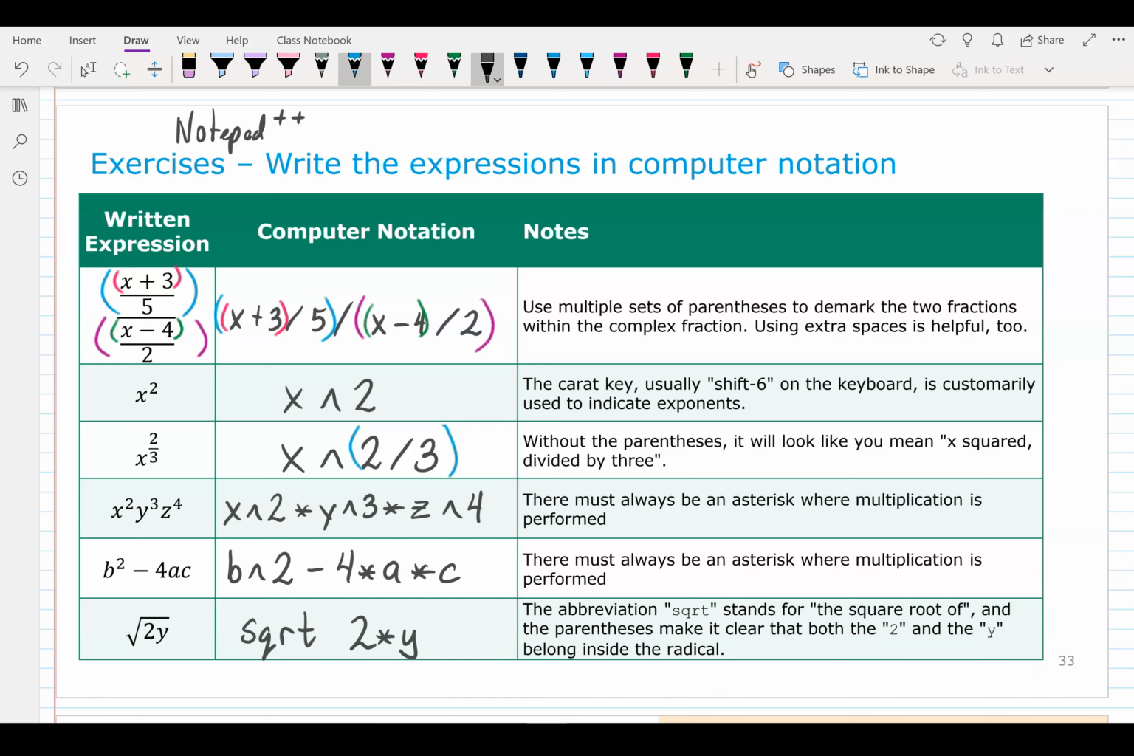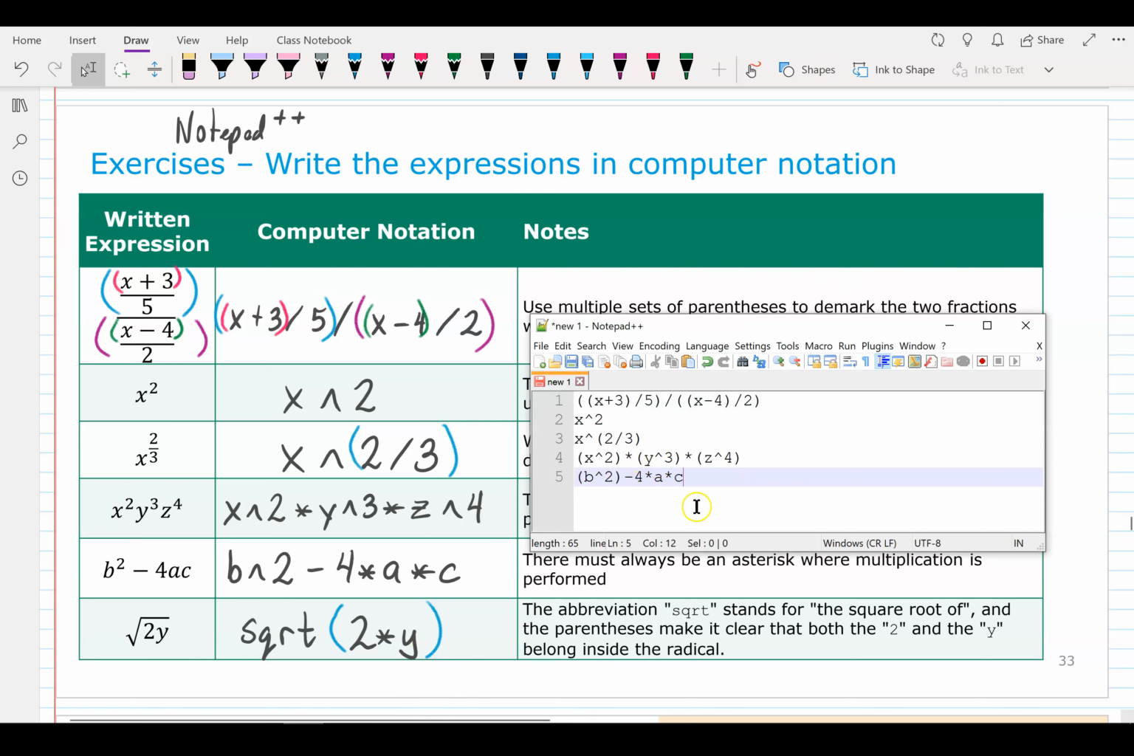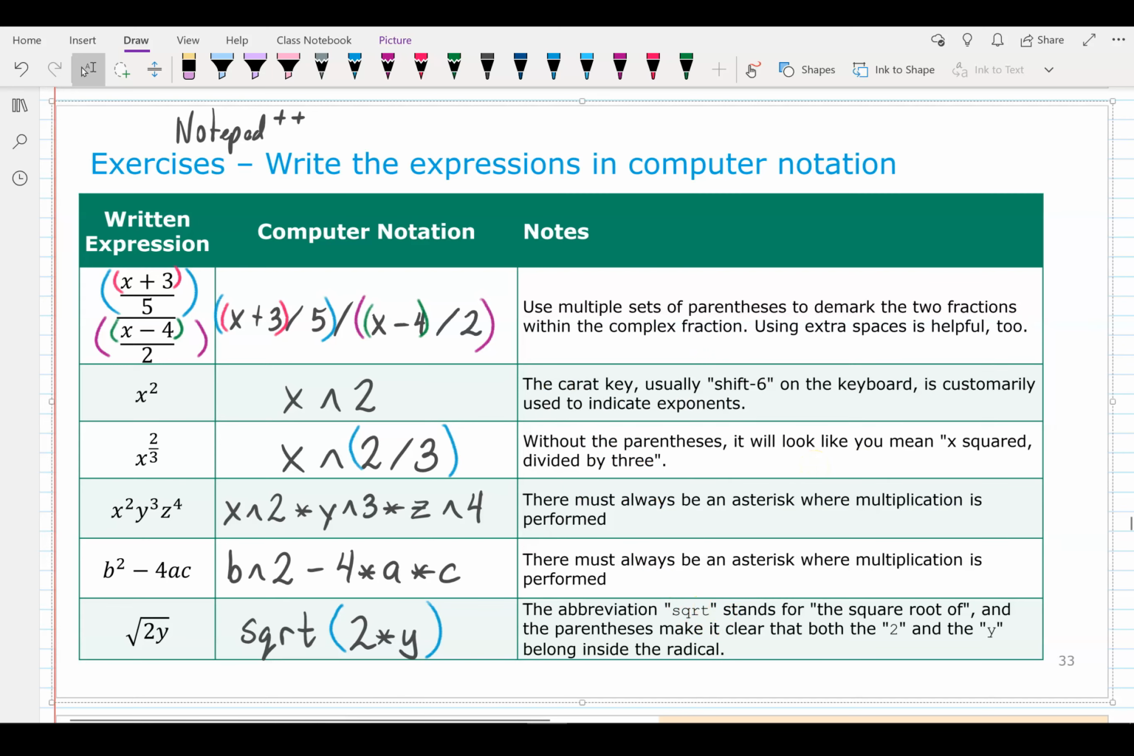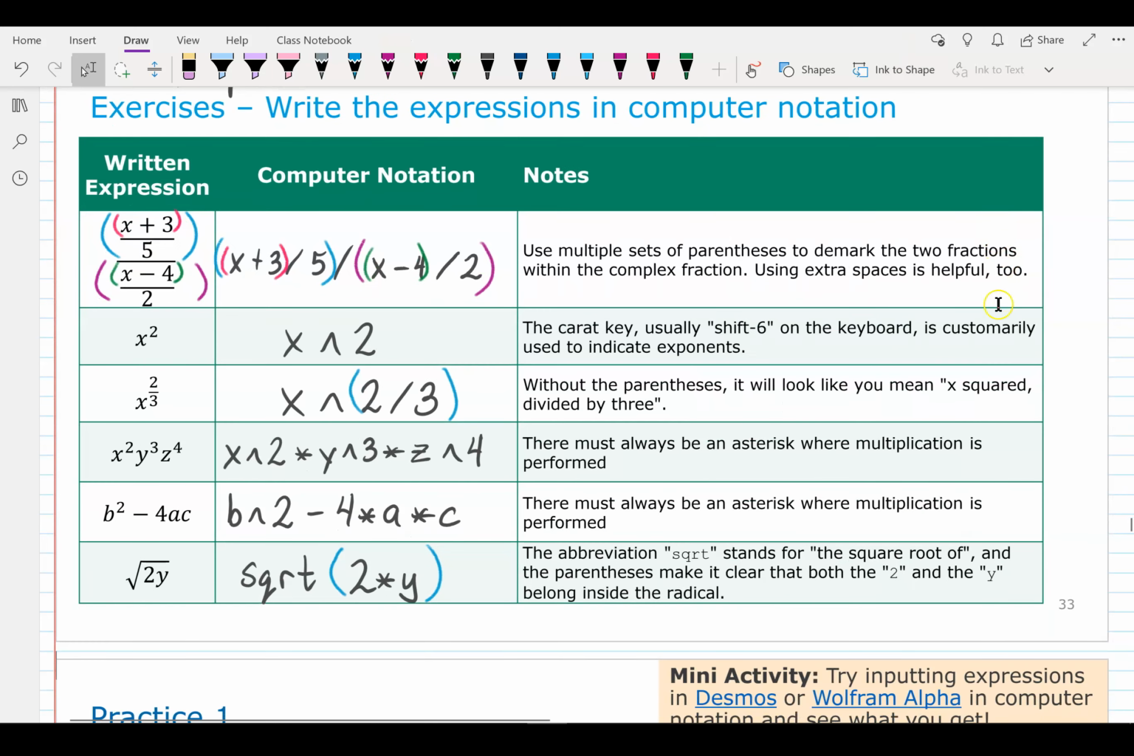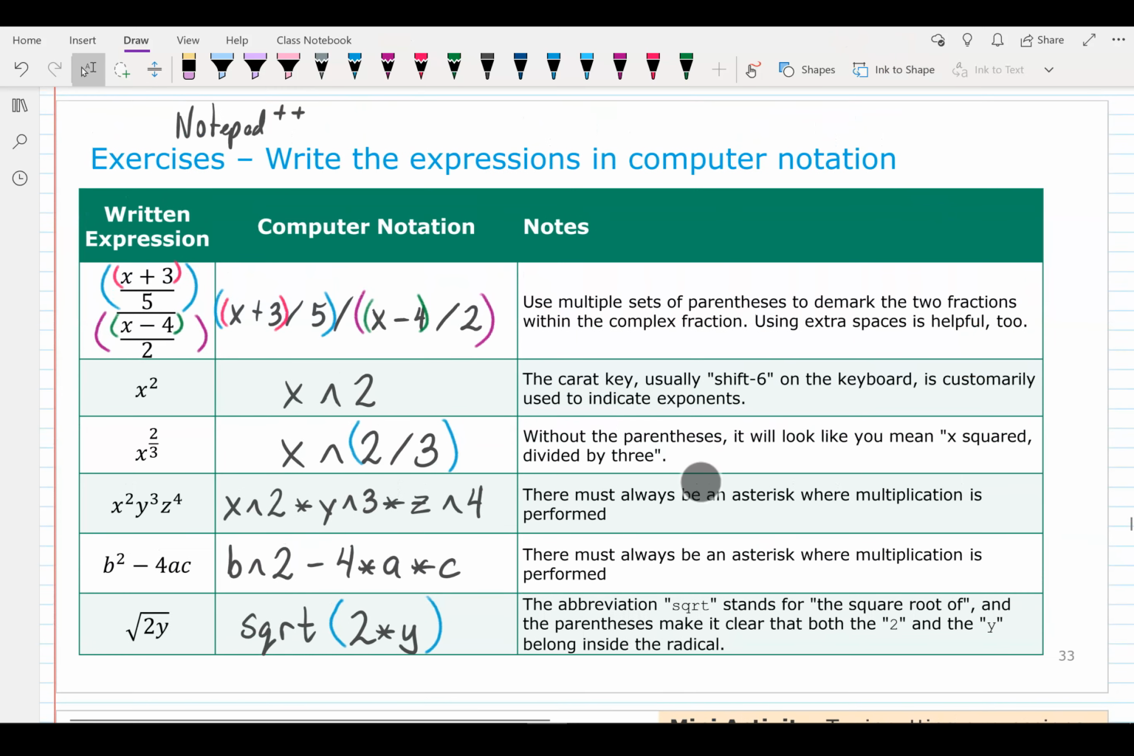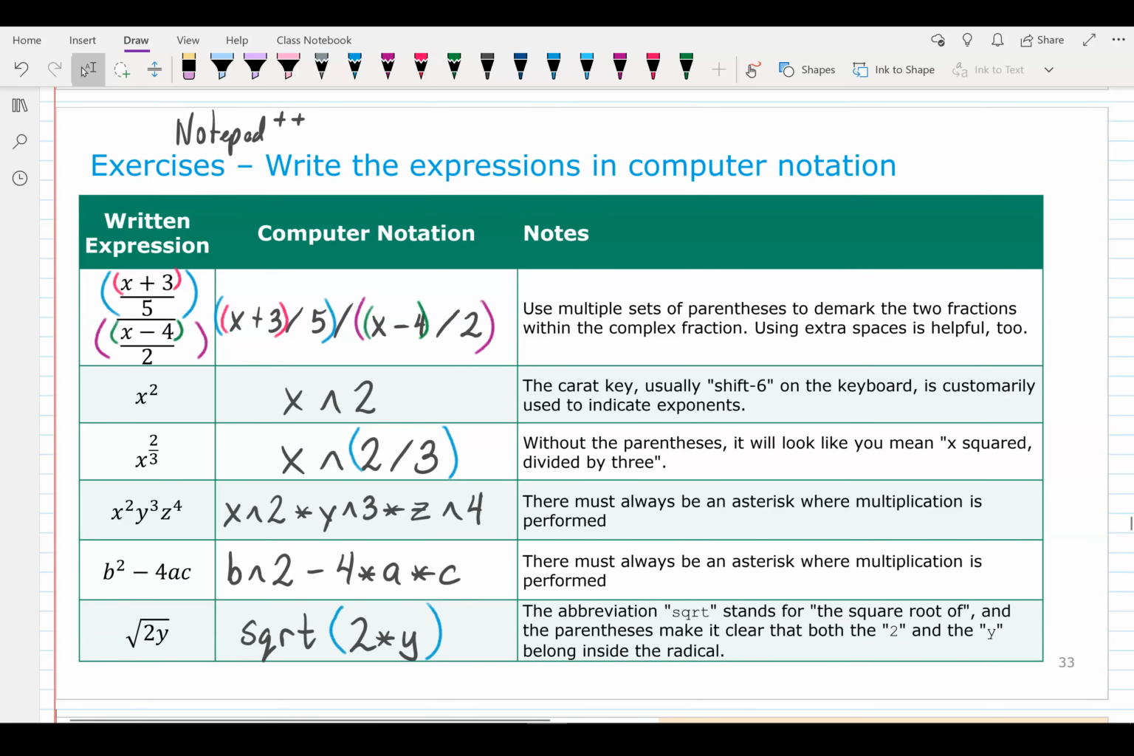So our brackets are extremely important here. We need to add them in and make sure that it's grouping, it's doing the square root of all of that stuff under the brackets. So once again, sqrt of 2 times y. And that's how it's going to look in a command line or on a computer. All right, so that's how we deal with getting our written expressions in math into computer notation.